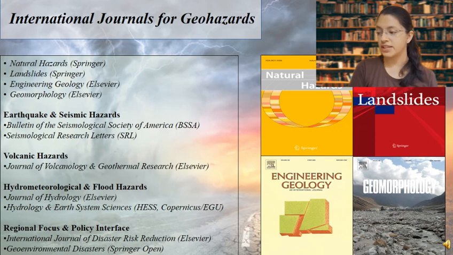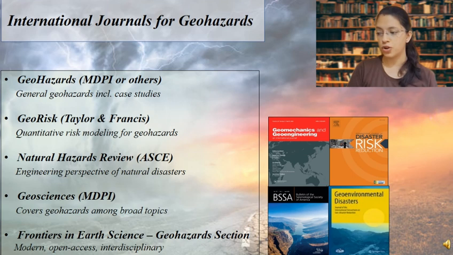Now, there are also many journals that can be used to publish work on geohazard or to read about geohazard. These are Natural Hazards, Landslides, Engineering Geology, Geomorphology. Also, there are some specific to certain hazards. For earthquake and seismic hazard, it's Bulletin of the Seismological Society of America and Seismological Research Letters. For volcanic hazards, it's Journal of Volcanology and Geothermal Research. For hydrometeorological or flood hazard, it's Hydrology and Earth System Sciences. For regional focus and policy interface, it's International Journal of Disaster Risk Reduction and Geoenvironmental Disasters.